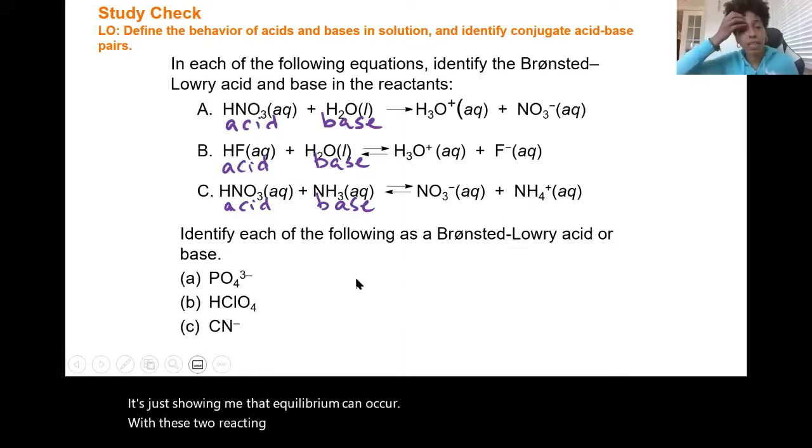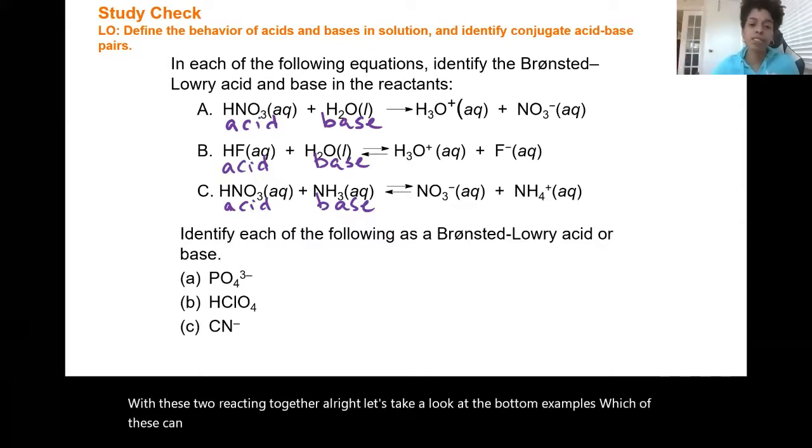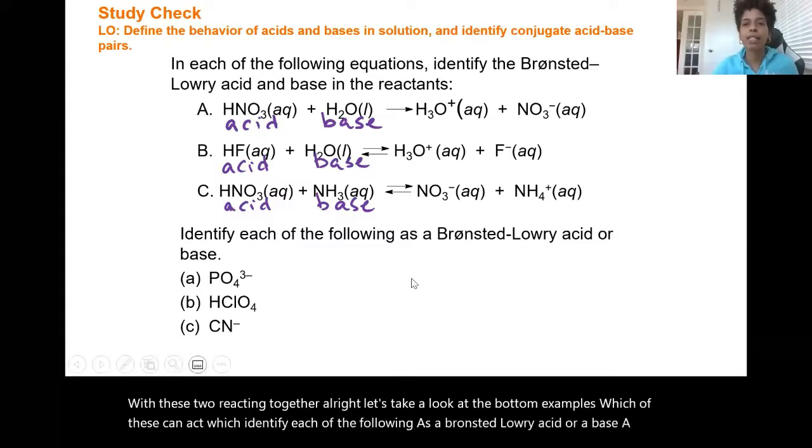All right, let's take a look at the bottom examples. Identify each of the following as a Bronsted-Lowry acid or a base. A, PO4 3-.